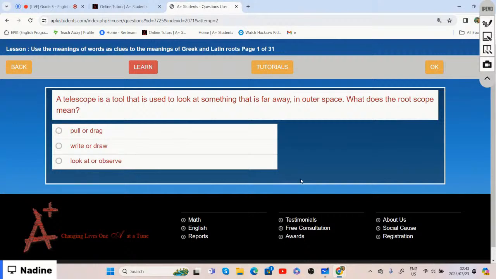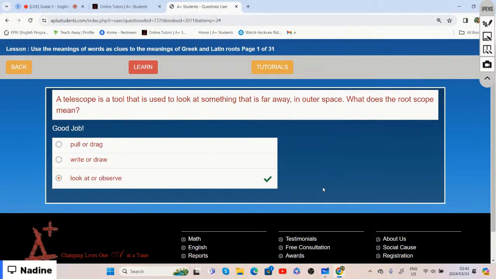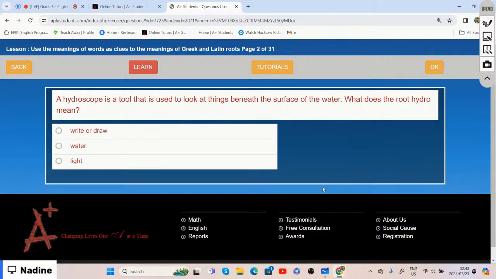All right. So basically, scope is to look at something or to observe something, and you're looking and observing something that is quite far away, right? So to look at or to observe. So well done. That is correct.